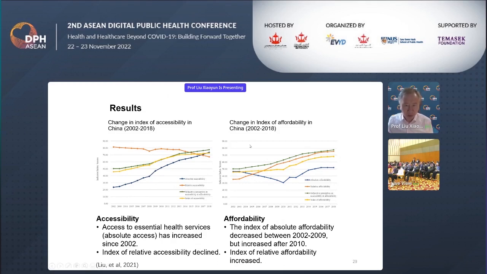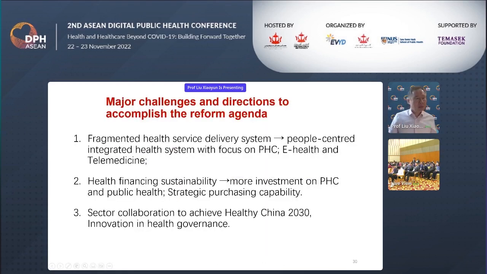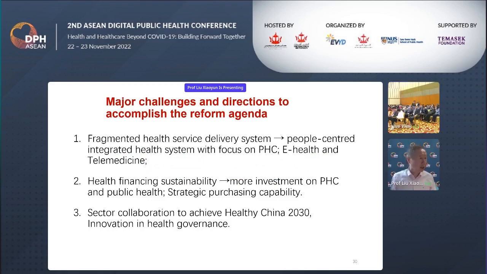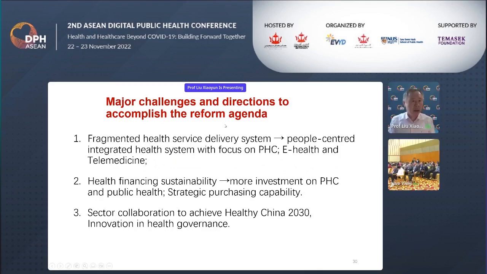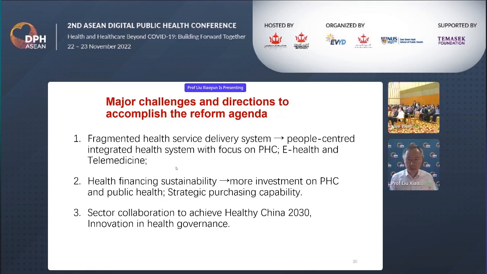Although we have achieved some achievements in the health system reform, there are still some major challenges and directions in the health system agenda. The first one is the fragmented health service delivery system. Although I said we have three different parts of the system, the integration of the different health service delivery is still a problem.